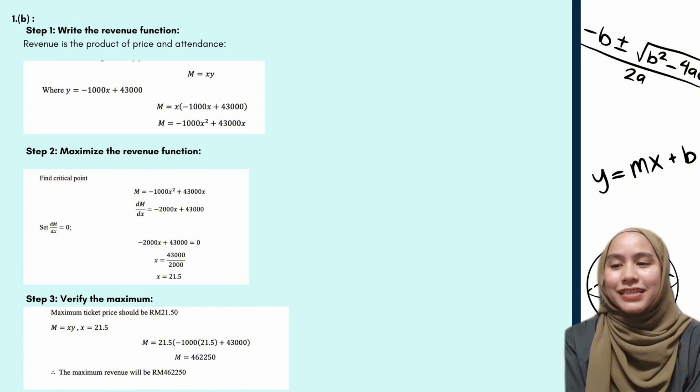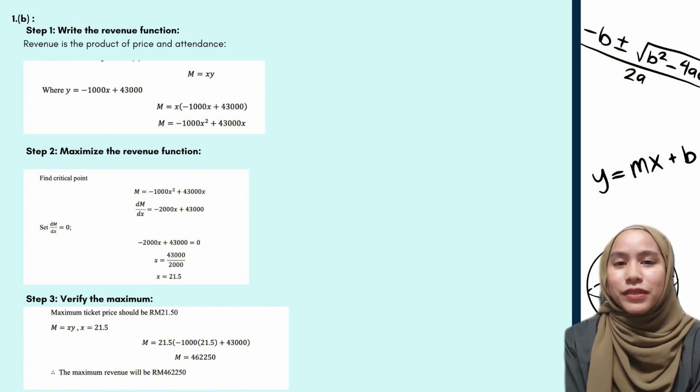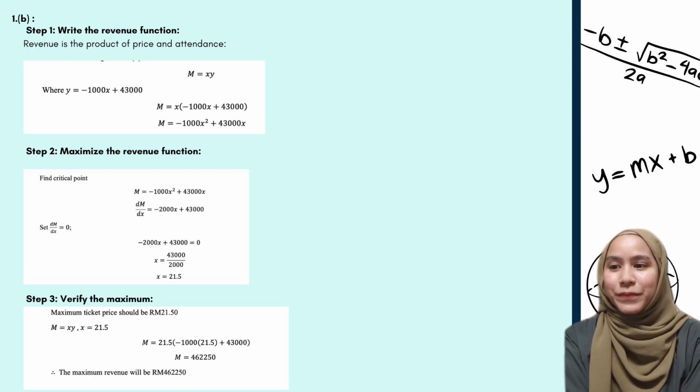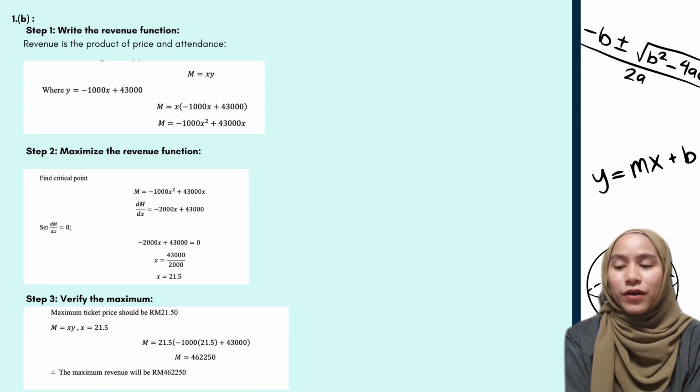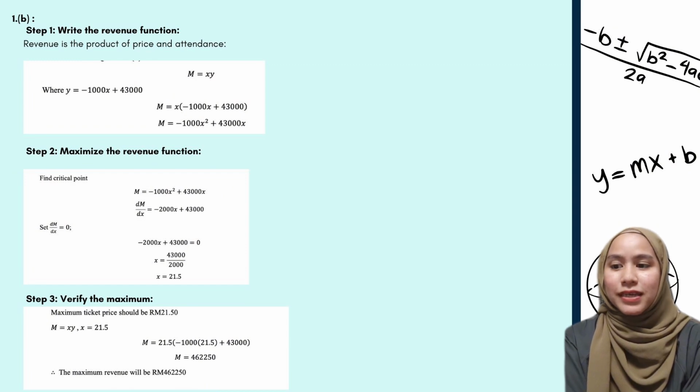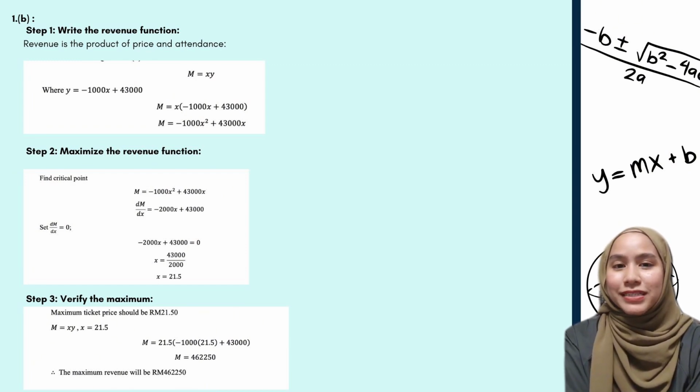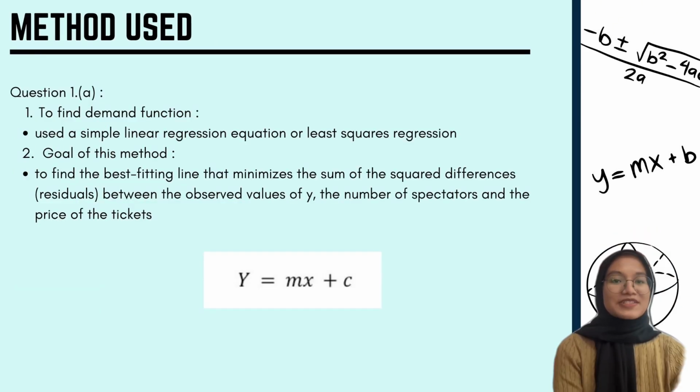Finally, let's calculate the maximum revenue by substituting x equals 21.5 into the revenue equation. After substituting, we finally get M equals 462,250. Therefore, the maximum revenue is RM462,250. So hi, I'm Sharmin Najwa binti Abdul Rahman, with matric number 230801.